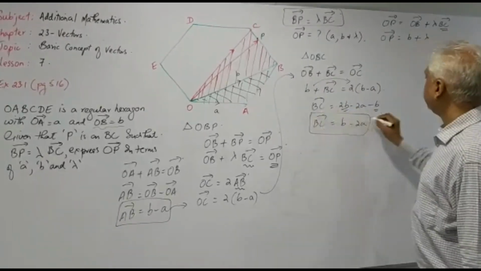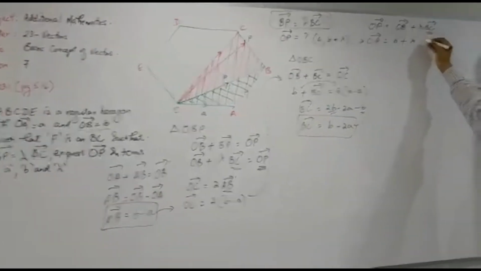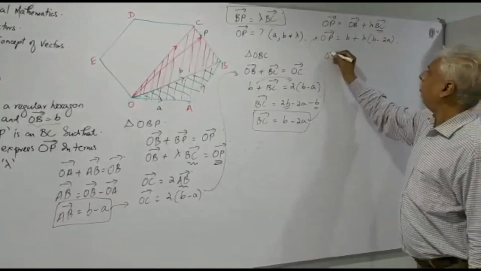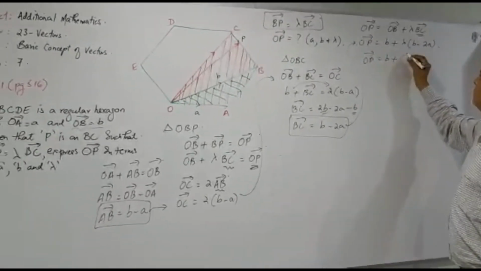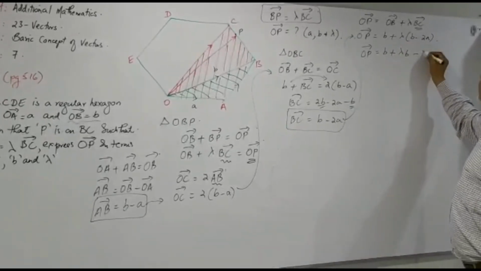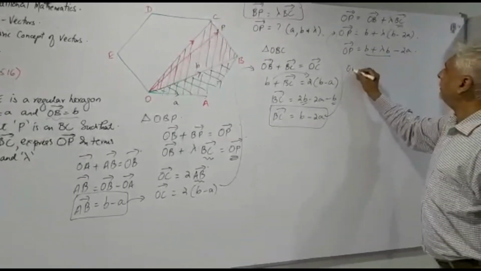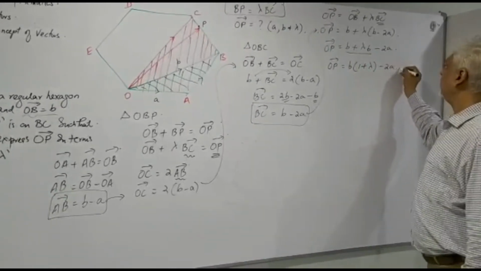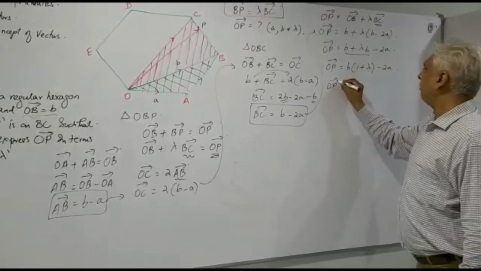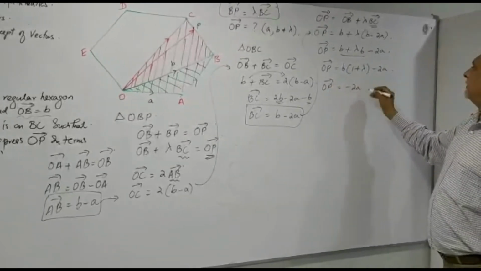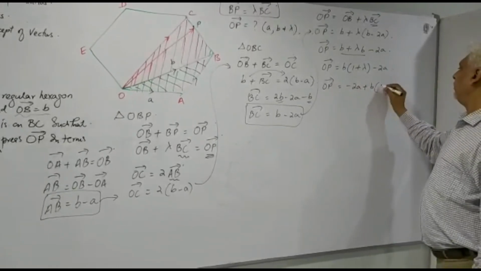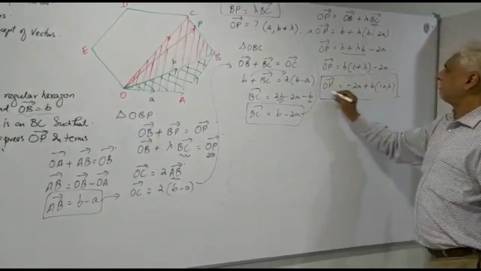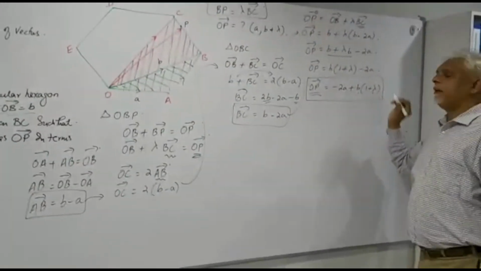Now this value of BC, I am substituting it in this equation. So I'll get lambda times B minus 2A, or OP is equals to B plus lambda B minus lambda 2A. I'm taking B common. OP is equals to, if I take B common, I'll get 1 plus lambda, B, minus 2 lambda A. I can leave the answer till here, or I can write it in another form, whatever. So we have just found the value of OP in terms of A, B and lambda.